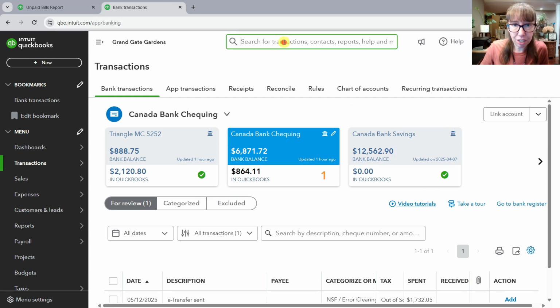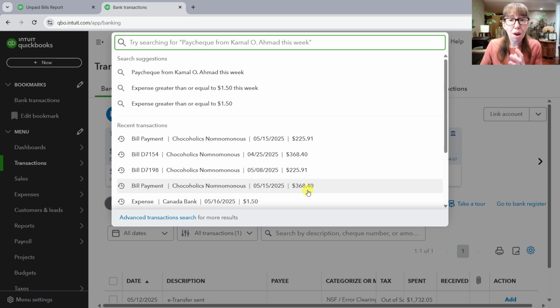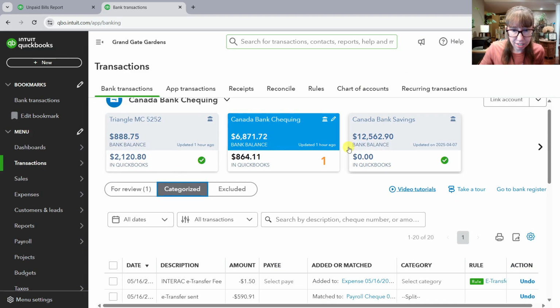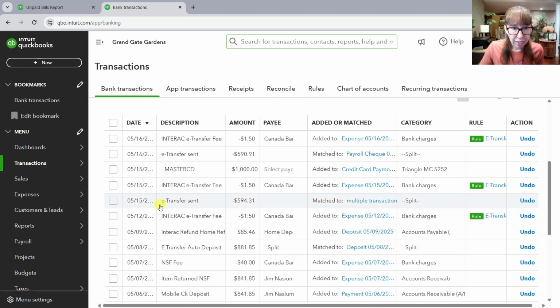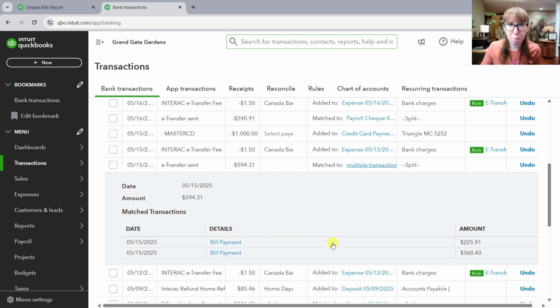So let me go over here and you can see that there's a bill payment that we just entered for $225 and a bill payment for $368. There is no bill payment for that combined amount, which is actually what happened on the bank feed. Let me show you a bit more. If we go over to categorized and scroll down, here's that $594.31. It's not matched to one transaction. It's now matched to multiple transactions, 2 bill payments.